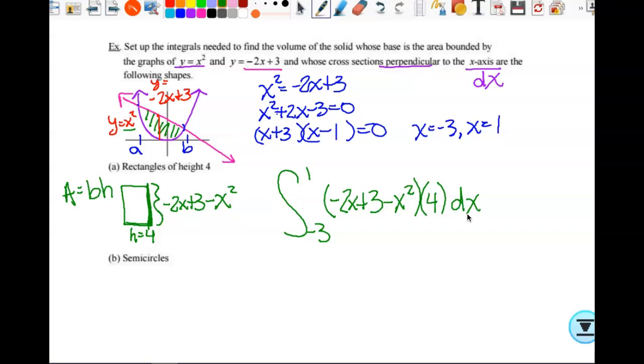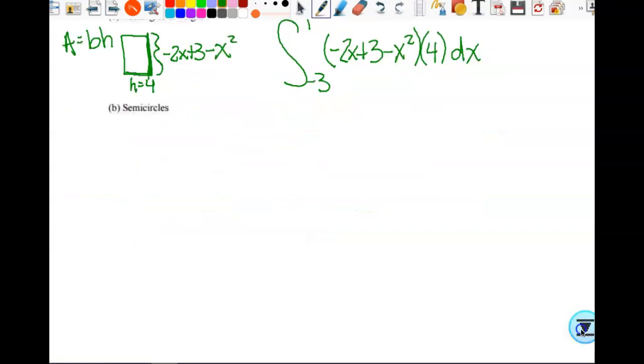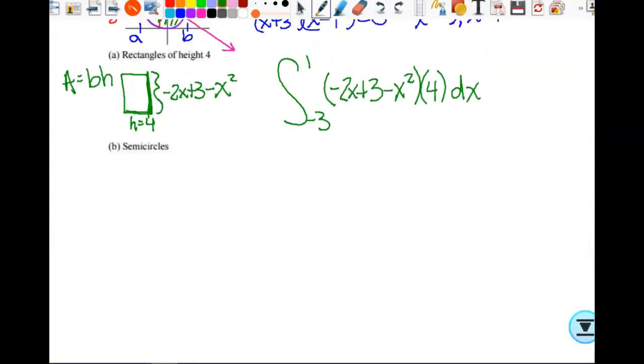Oh, that's a very good question. I'm glad you asked that. Would you multiply? So if I said that this was not a calculator question, would I multiply them together before I integrated? I actually would not, but I would do something with that 4. What can I legally do with that 4? We can put it on the outside because it's a constant. So I can say 4 times the integral from negative 3 to 1 of negative 2x plus 3 minus x squared dx. Okay. So you can bring the constant out front.